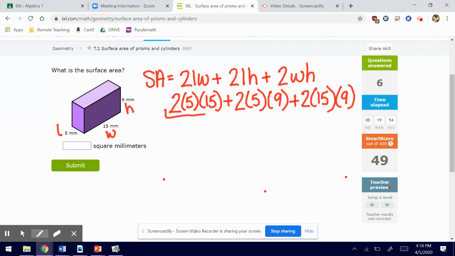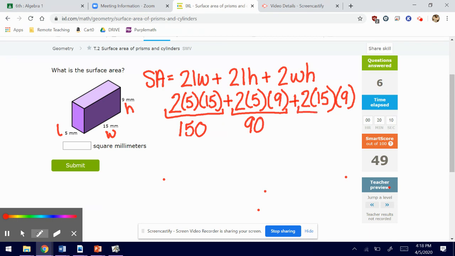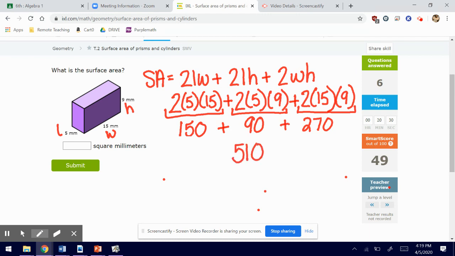So I'm going to do this part first. 2 times 5 times 15 is 150. Now I'm going to do this part. 2 times 5 times 9. That part is 90. Now I'm going to do this part. 2 times 15 times 9, 270. Add all of those together. 150 plus 90 plus 270 is 510.